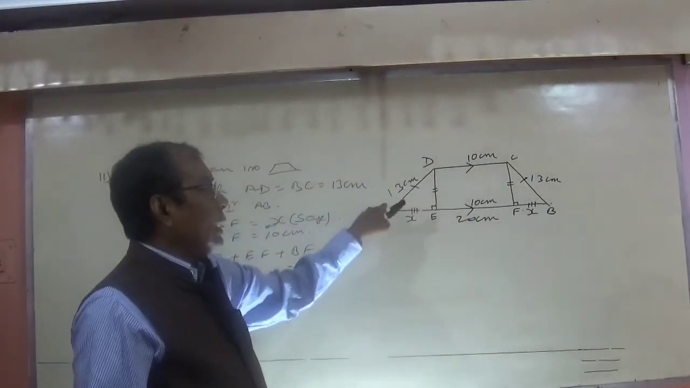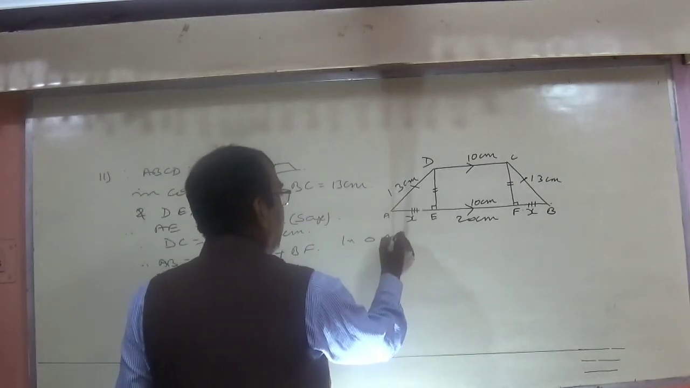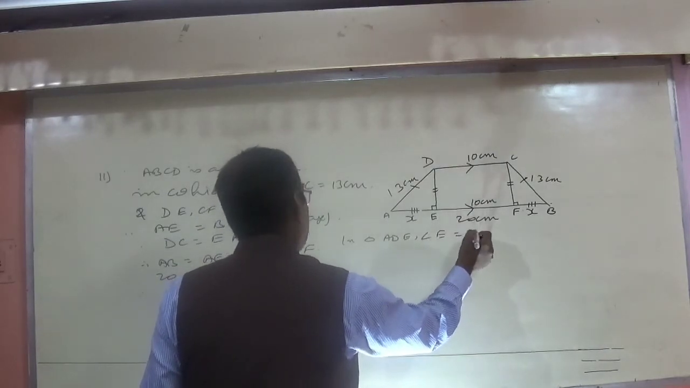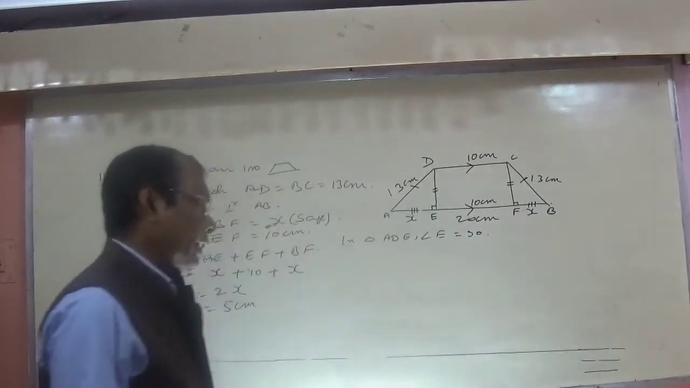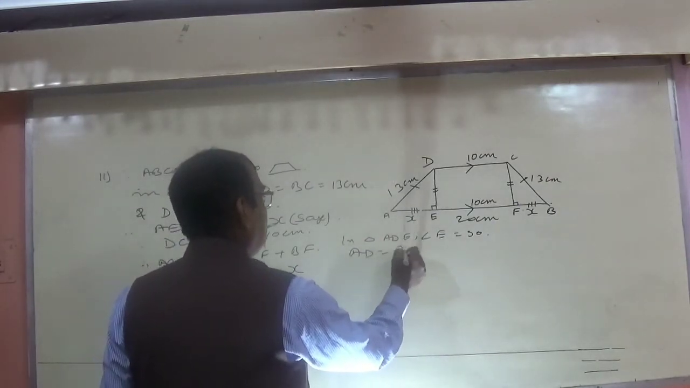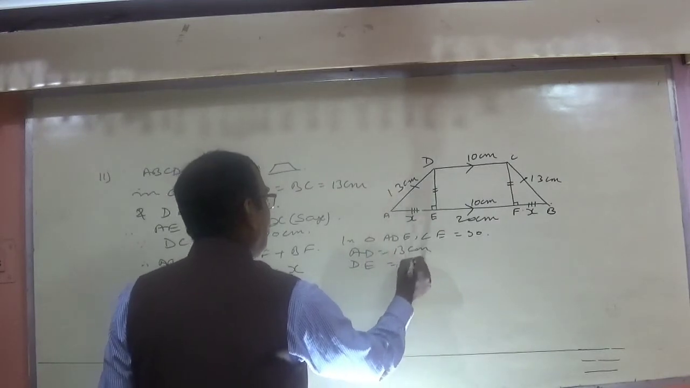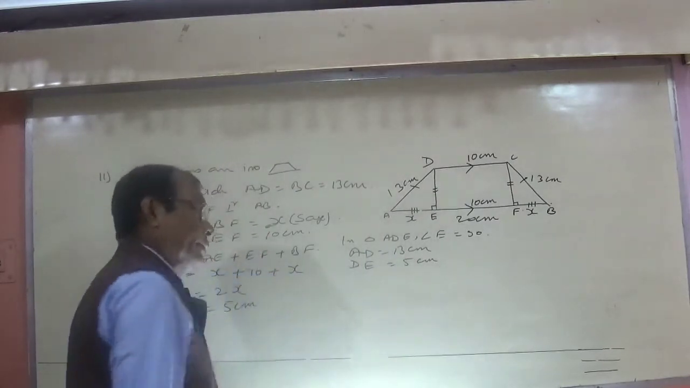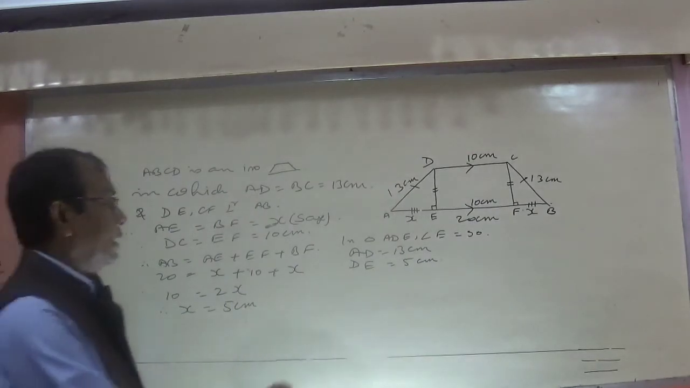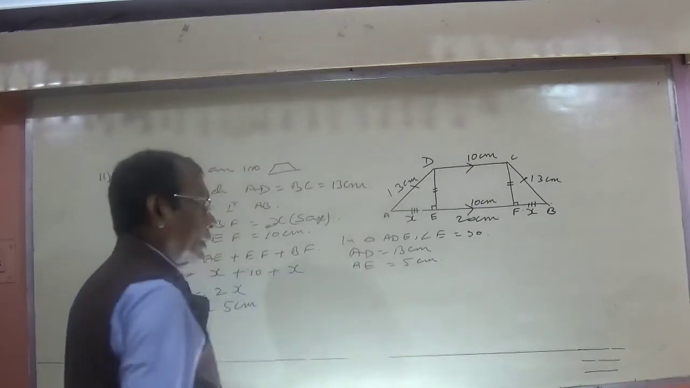Now consider triangle ADE. In triangle ADE, angle E equals 90 degrees. So ADE is a right angle triangle in which AD is equal to 13 centimeter and DE is equal to, just now you have got, it is 12 centimeter. Not DE but AE. AE is equal to 5 centimeter.